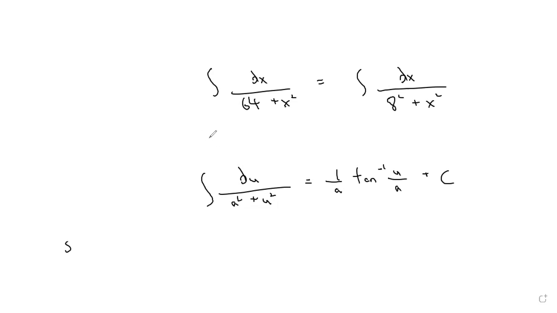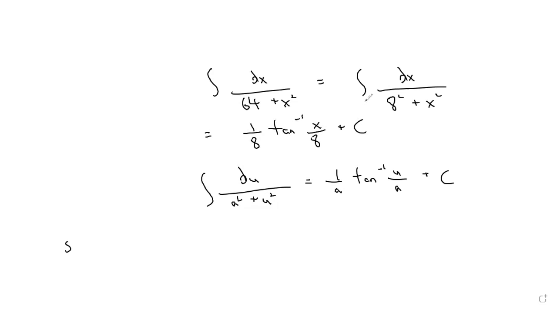Okay, so I guess there's nothing else we have to do. Everything else is good, so let's just plug everything in. 1 over a will be 1 over 8 tan inverse of x over 8 plus c. There's no way to simplify that, so it just stays as it is. So that one was not too bad. The next one is interesting. It's a little more complicated, but it's not too bad either. So let's do the next one.